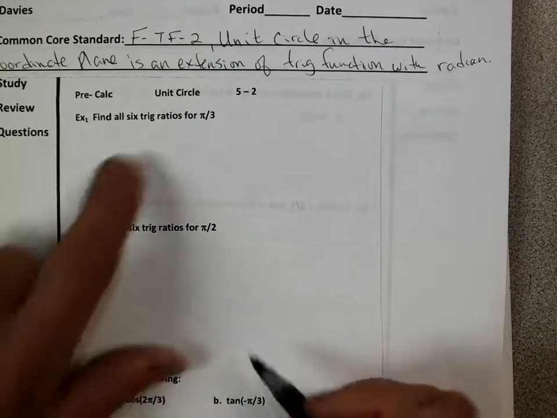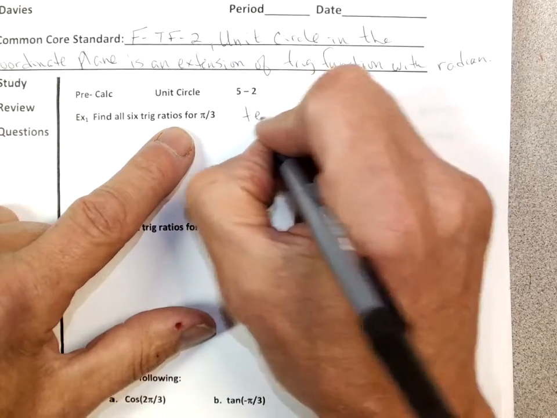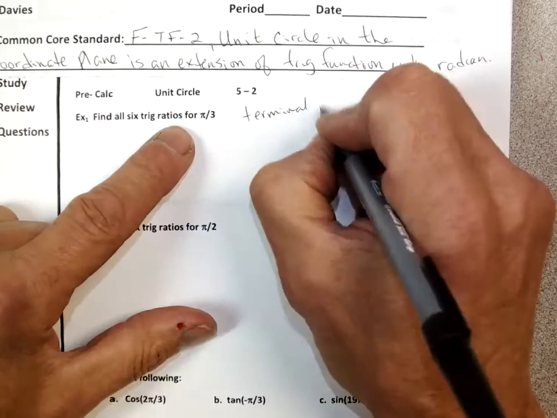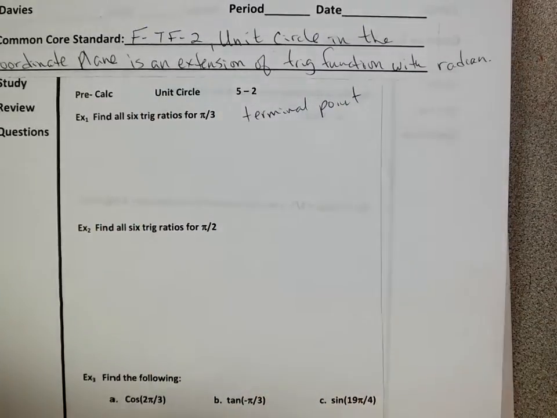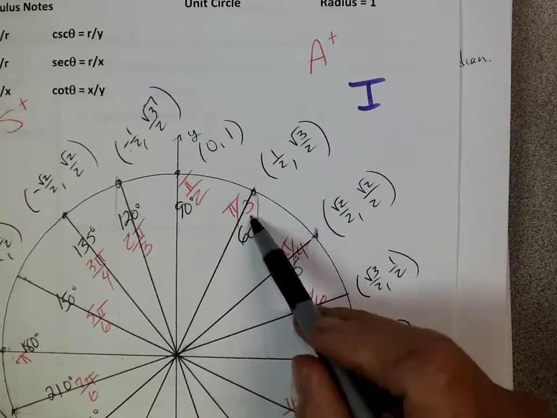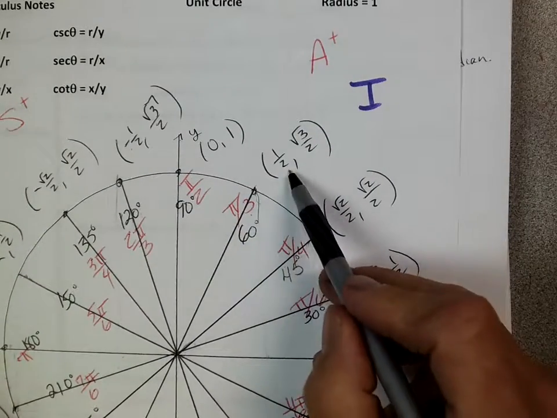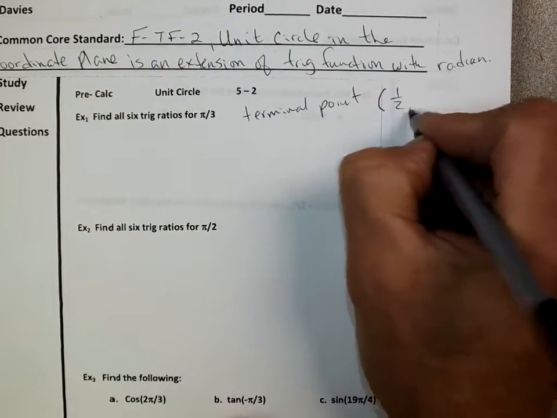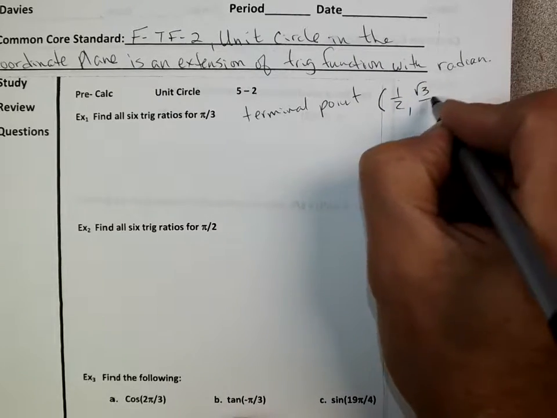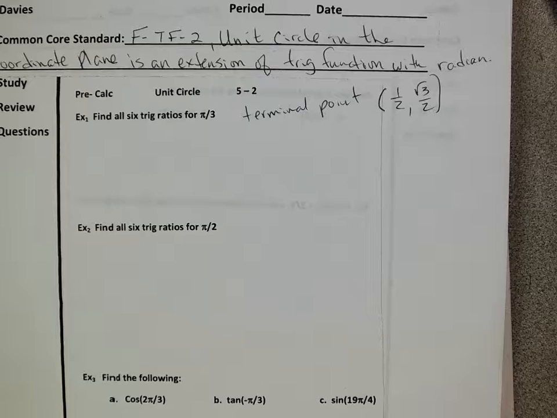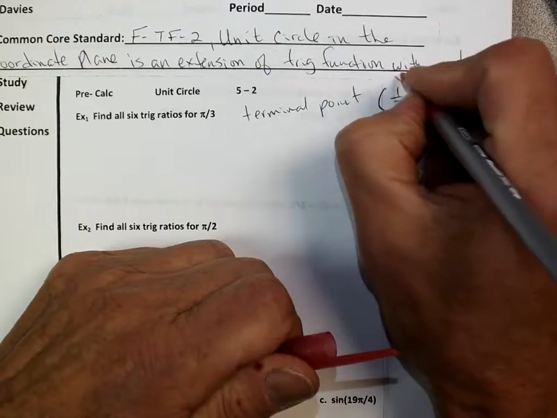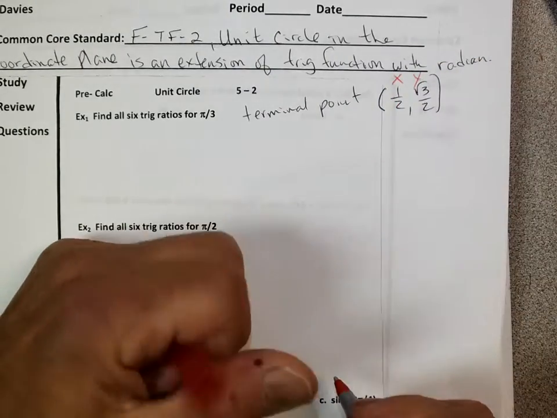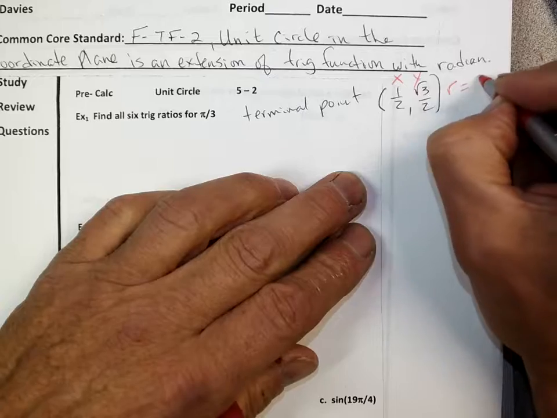So first of all, let's figure out what our terminal point is. So our terminal point, before we do anything, for pi thirds, right? So let's see, if I look at pi thirds, here it is. And my terminal point is 1/2, square root of 3 over 2. So I'm going to write that down. I'm going to need that. Okay. Now, every point has an x and a y value, right? So in this case, my x value is 1/2. My y value is square root of 3 over 2. And my radius on the unit circle is 1, okay?